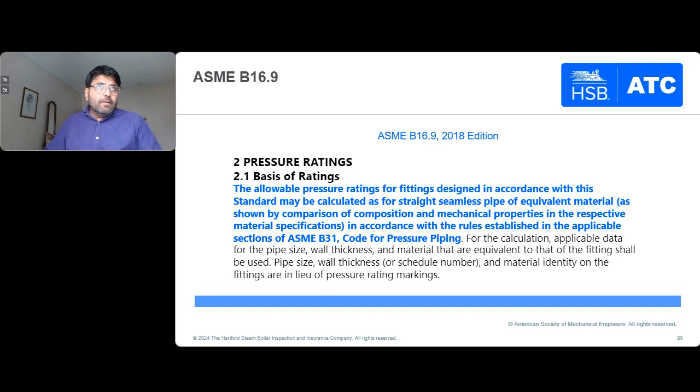Now, just to close the loop here with B31.1, as I showed you earlier, those paragraph references are making reference to Table 126.1-1, and B16.9 is listed. So from there, you would go to the B16.9 standard and then follow the standard in terms of how to establish the pressure-temperature ratings of a B16.9 T.